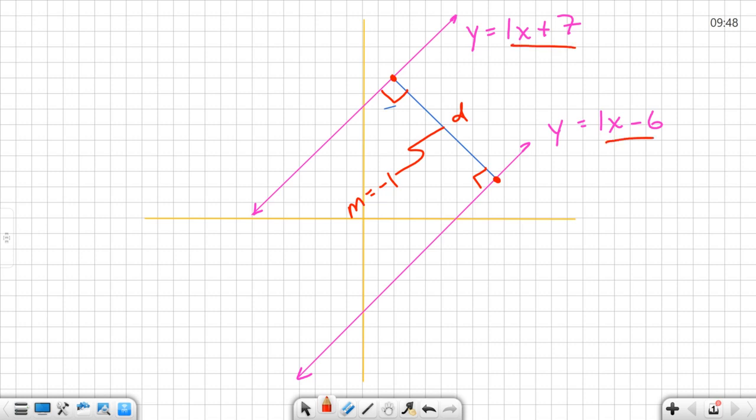Hey, Bill. Oh, yeah, Charlie. Which line should I use? I'm thinking 1x plus 7 or 1x minus 6. You got a preference on that? I would prefer 1x plus 7 because 7 is my lucky number and it's a positive number.